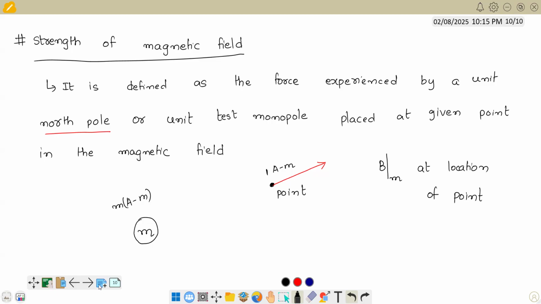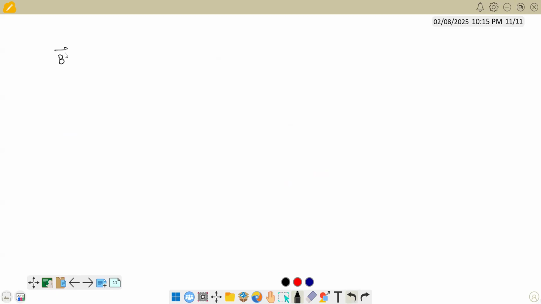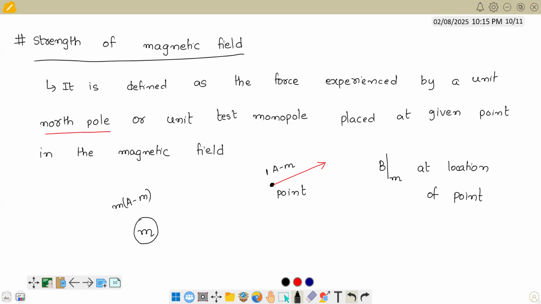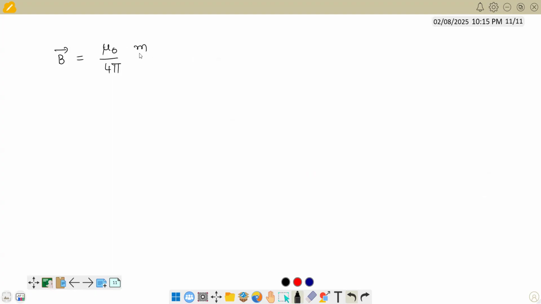In even simpler terms, if you want to write, B bar would be simply mu naught by 4 pi. We have M1, M2, right? Imagine what if M2 becomes 1. So simply mu naught by 4 pi, M by R square is the formula.